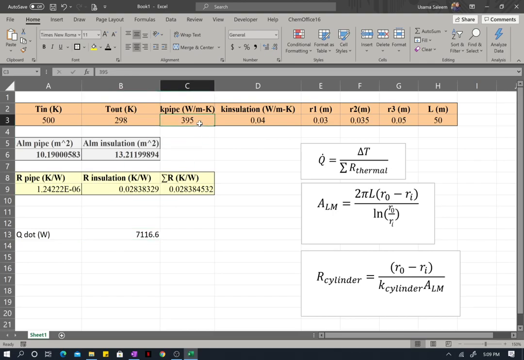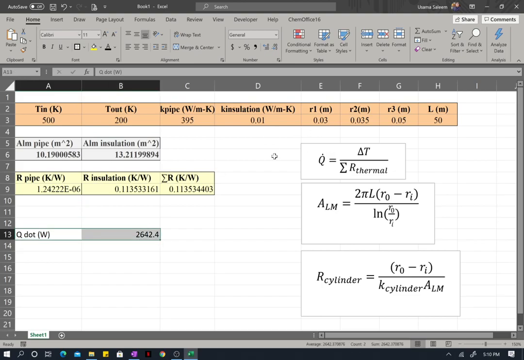7,116.6 watts. Now I can play around and see: if I use a different insulation material, my rate of heat transfer is expected to go down. If I select a material that has a lower thermal conductivity, I can reduce the rate of heat transfer. And if I were to decrease the outside temperature of the insulation wall, my overall temperature difference is going to go up. So now I can just play around with this.